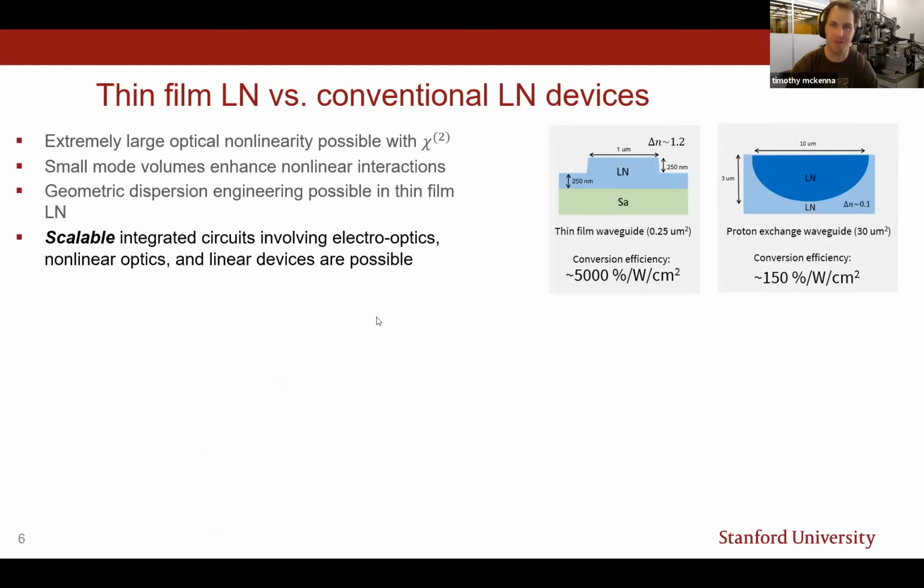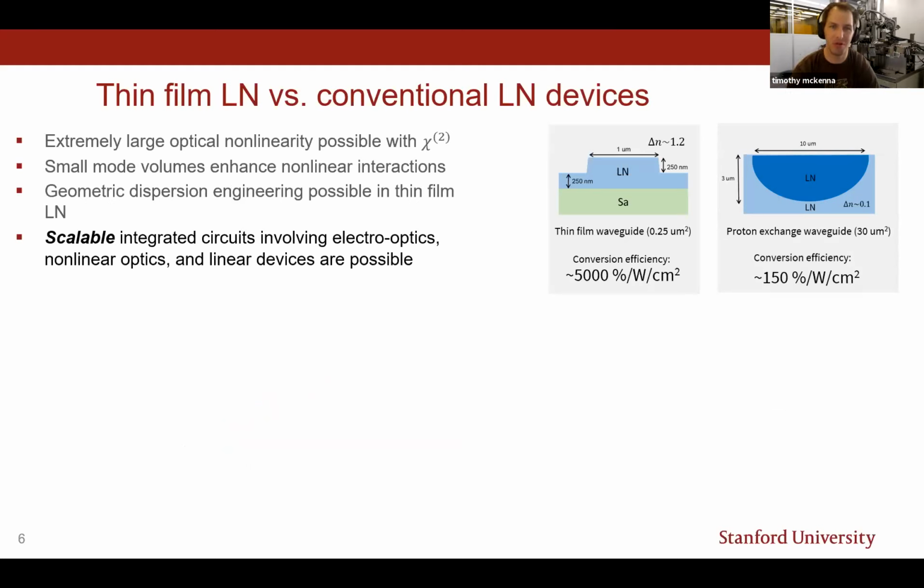So let's talk just briefly about thin film LN devices versus conventional LN devices. Basically, with breakthroughs in nanofabrication, we're able to shrink traditional lithium niobate waveguides down into a much smaller mode volume, and this enhances the nonlinear interactions. The other thing that's really nice is now that we have really good pattern fidelity, geometric dispersion is also possible, so that also opens up new ideas for designs.